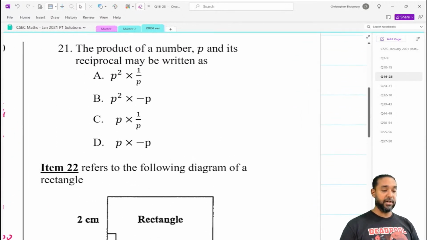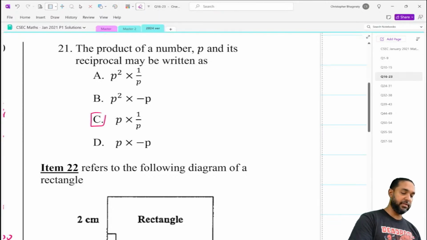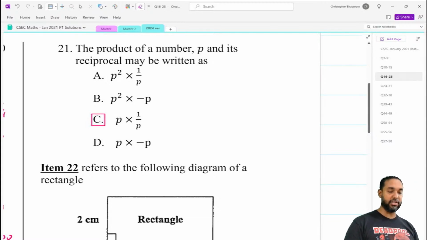So we have 3 more on this page. The product of a number and its reciprocal may be written as... The reciprocal is the inverse, so the reciprocal of P is 1 over P. So the answer here is just C: the product of a number P and its reciprocal, 1 over P.